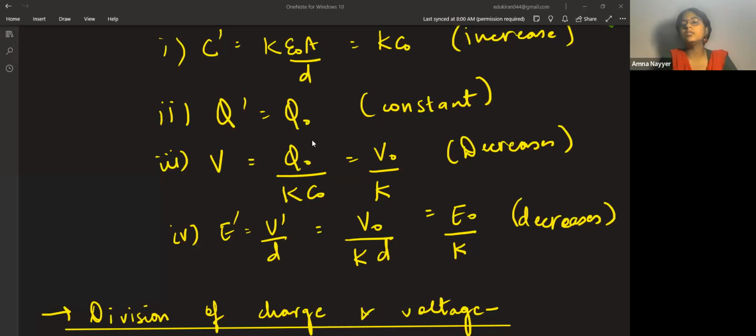All right, class. Now see, coming to division of charges and voltage. Just remember this. This is helpful not only for your resistors, not only for your capacitors, but throughout you have alternating current also. Every time you will be using series and parallel combination.